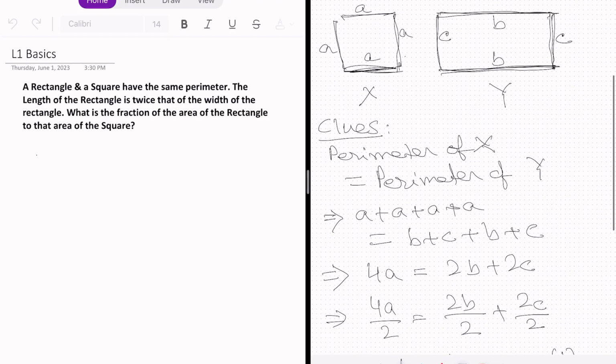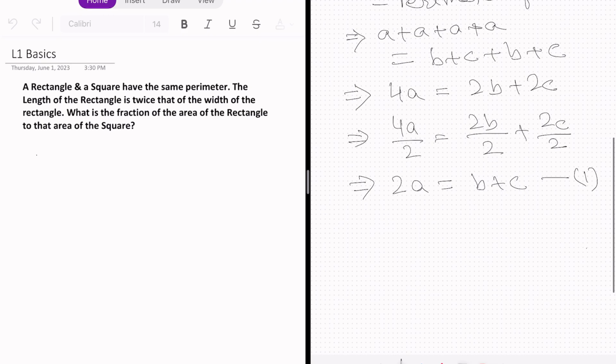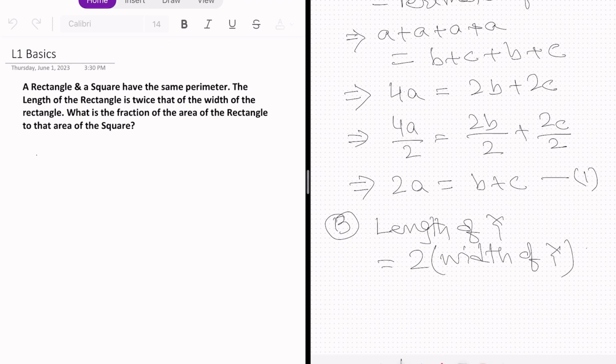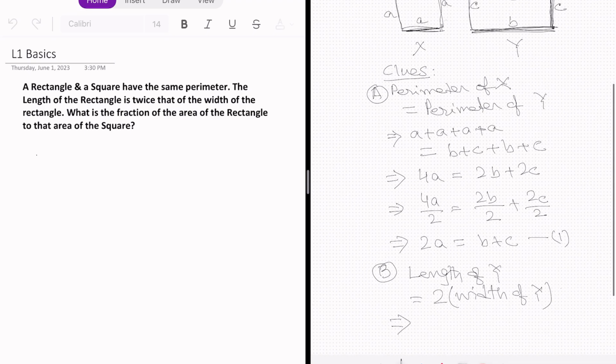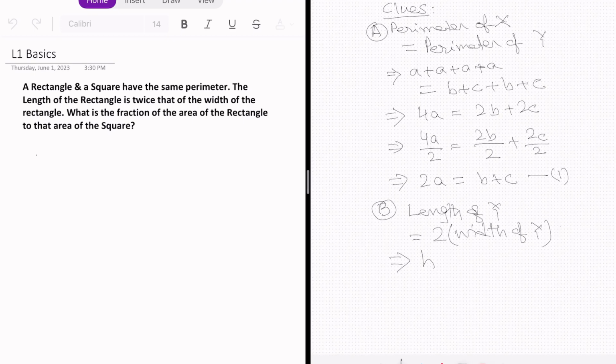Our second clue is the length of the rectangle is twice the width of the rectangle. Now it's talking about the rectangle y, in which the length, which is b, is twice the width, which is c. So the second clue says the length of y is 2 times the width of y, or b is 2 times c. These are the two clues.